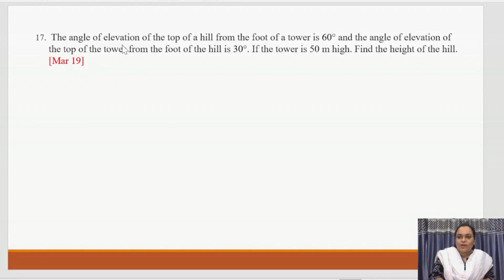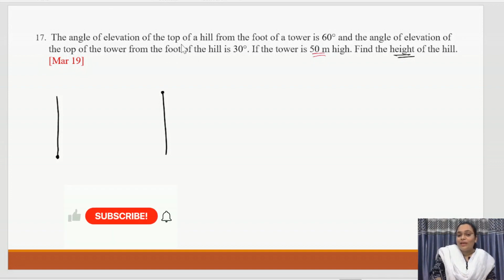So let us see the next question. The angle of elevation of the top of a hill from the foot of a tower is 60 degrees, and the angle of elevation of the top of the tower from the foot of the hill is 30 degrees. The tower is 50 meters height. So see here, the angle of elevation of the top of the hill from the foot of the tower. We are looking at the top of the hill. From where? From the foot of the tower.